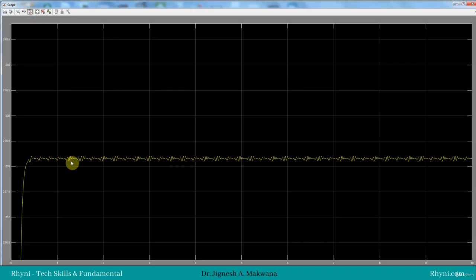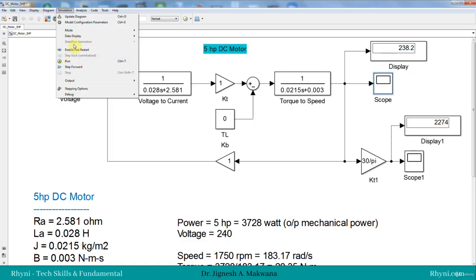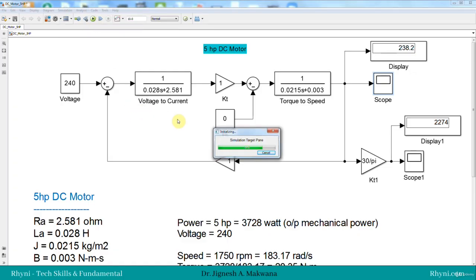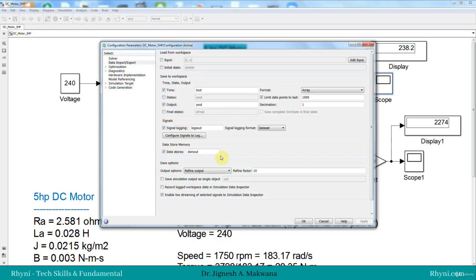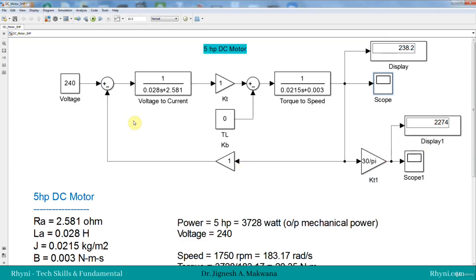If you are finding distortion or a not smooth response, then you can go to the simulation parameters, and in the model configuration parameters you can change this refine factor. If it is 1, change it to a higher value like 10 or 20 or 30 to have a smooth response. Now let's apply the rated torque.